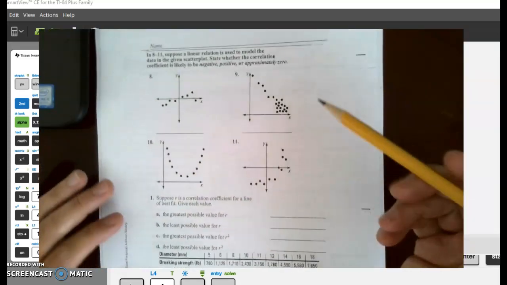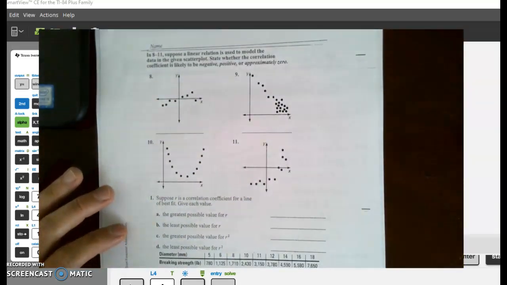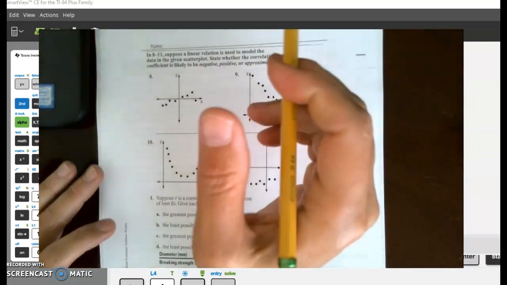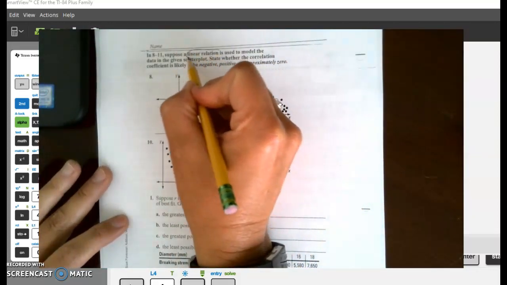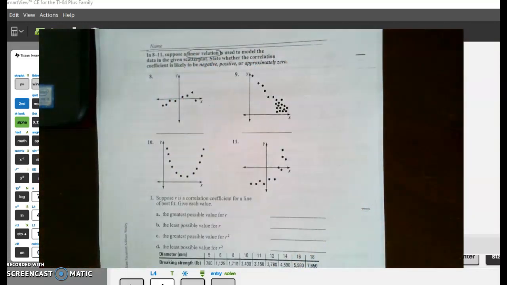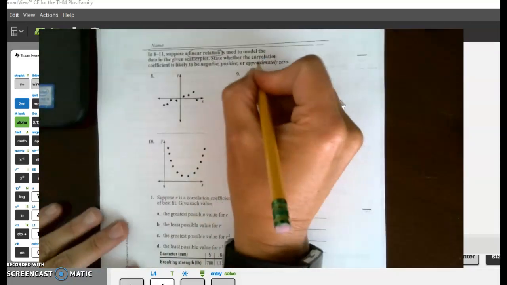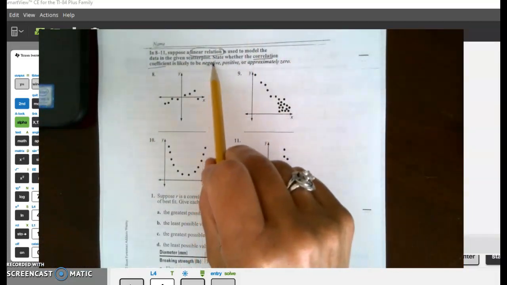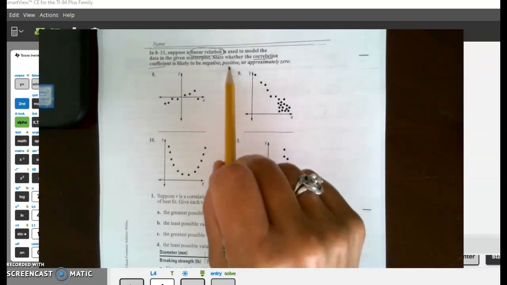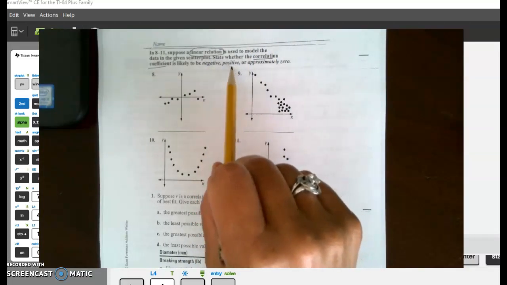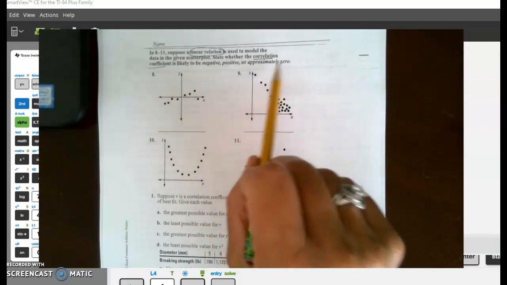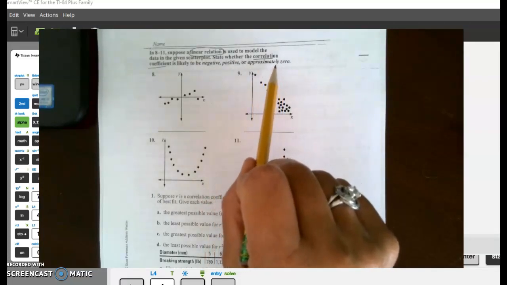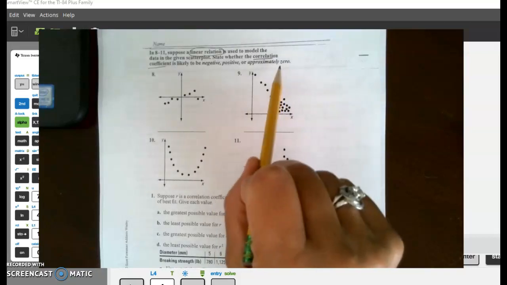Let's look at the back page of the quiz review. It says in 8 through 11, suppose the linear relation is used to model the data in a given scatter plot. So we're looking to see if there is a linear relation. State whether the correlation coefficient is likely to be negative, which would mean a decreasing linear relationship, positive, meaning an increasing linear relationship, or approximately 0, meaning it doesn't look like there's a linear relationship at all.